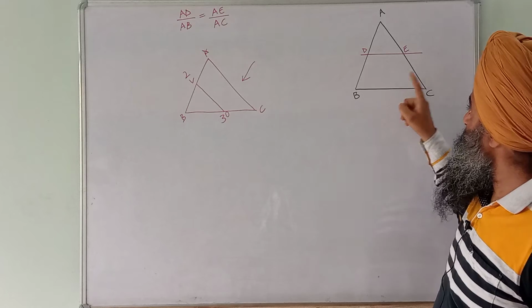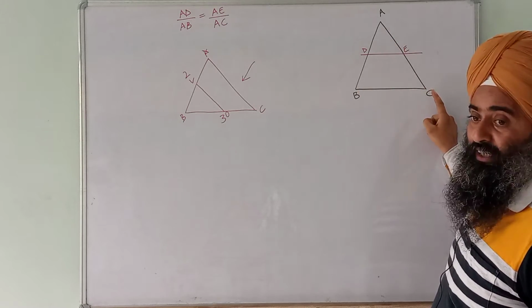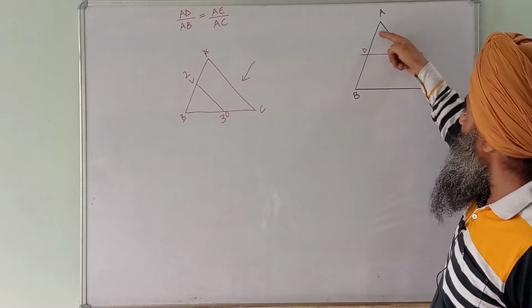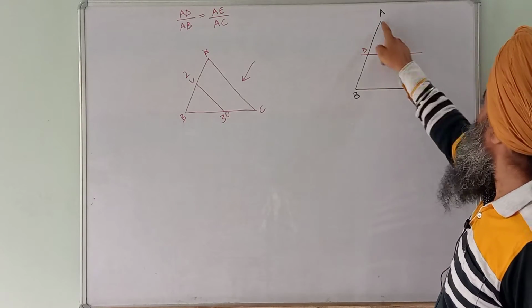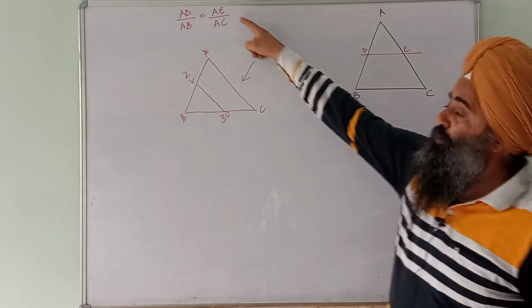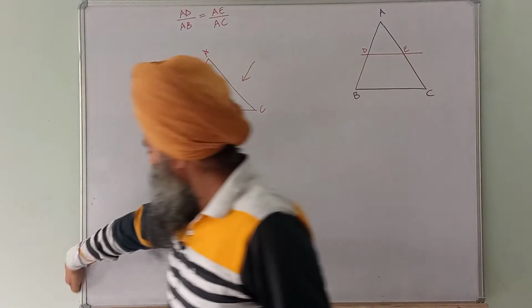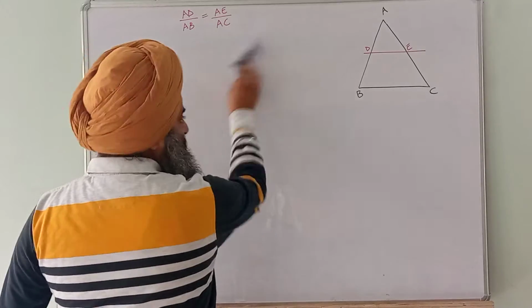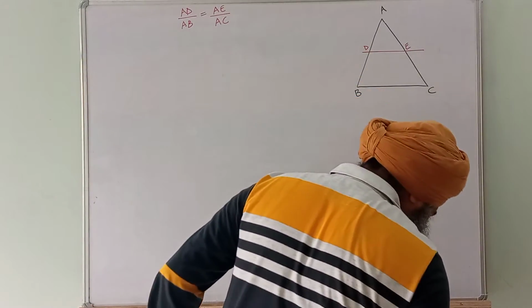This sum is given. ABC is a triangle. DE line is parallel to BC. We want to prove AD by AB is equal to AE by AC. How can we prove it? It's very simple. Some simple mathematics is involved in this.